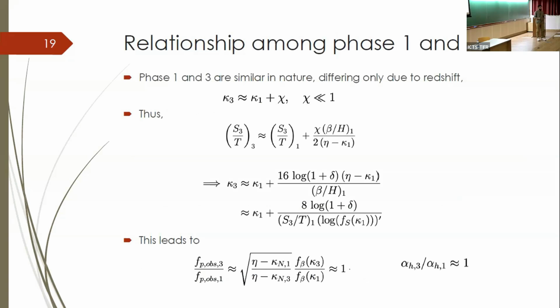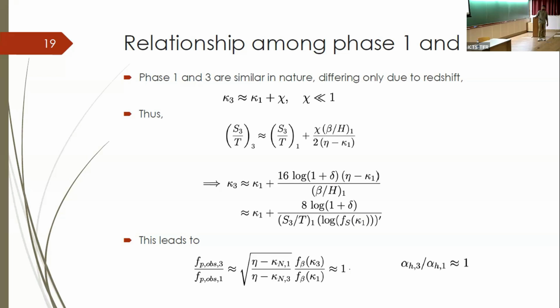Right now it looks like the three phases are kind of independent, but we saw that phase 1 and phase 3, as was discussed earlier, only differ in that they happen at different redshifts. So fundamentally, in their mathematics, they are similar. The kappa parameter, which quantifies all the phase transition parameters for kappa 3 and kappa 1, is roughly the same.